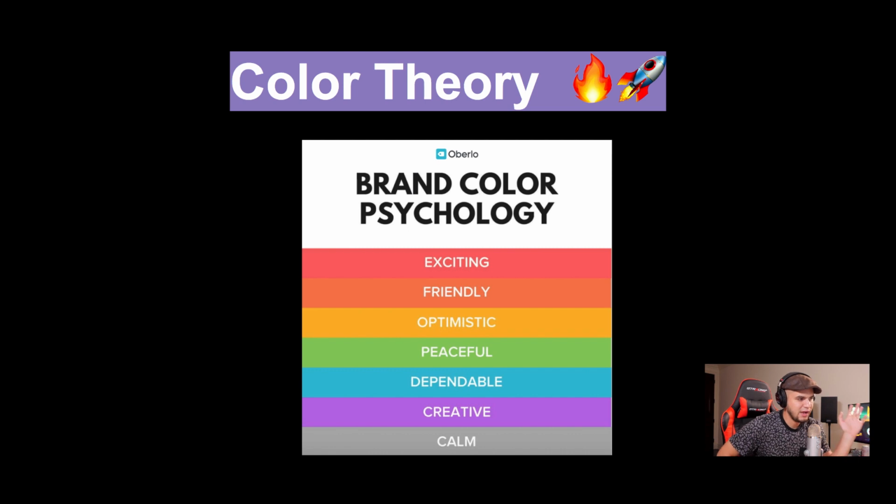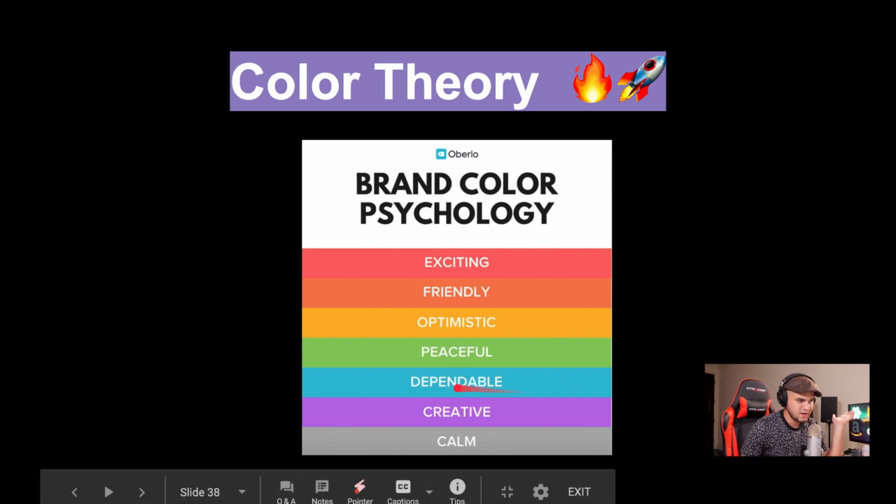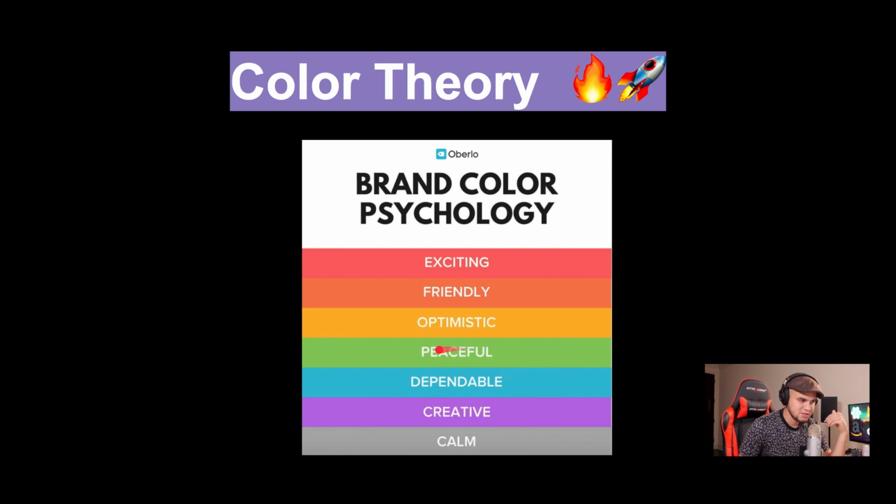Going back into brand color psychology. Like I said before, blue is trust, dependable. Green is more of a peaceful, healthy vibe. Orange is optimistic, yet it's also kind of a warning, like it grabs your attention.